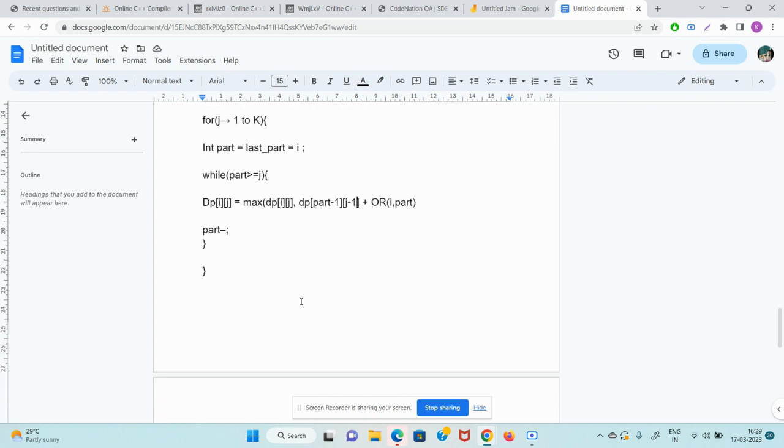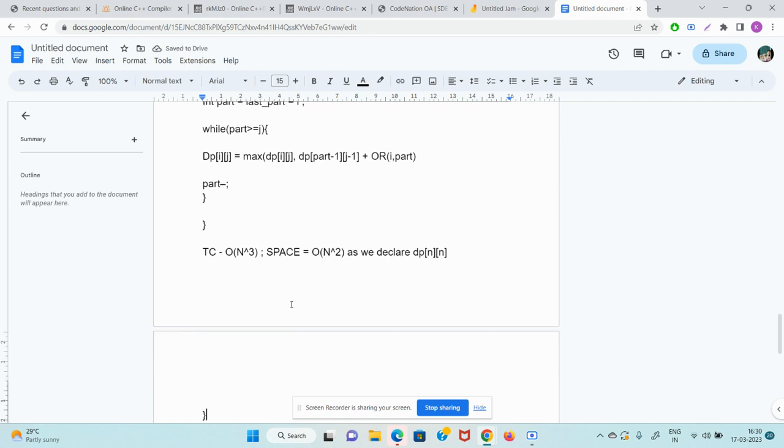It will take three for loops. Time complexity will be O of n cube. Space will be O of n square, as we declare a dp array. Here two dimensions, right? dp of n by n array. So n square.